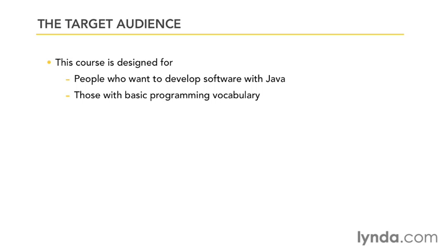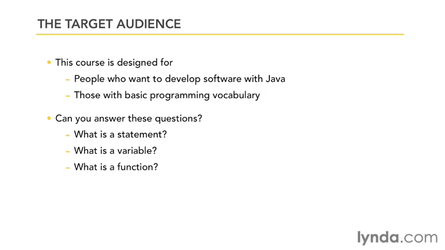So if you're not sure whether you have that vocabulary already in place, here's a little test. Can you answer these questions? You don't have to answer them in the context of Java, but can you answer these very simply in reference to any programming language? First, what is a programming statement? What is a variable? What is a function? And what is a condition or a logical condition? If you can answer these questions, then you're ready for this course. I'll show you how these terms are used in Java and how they're implemented in this particular programming language.